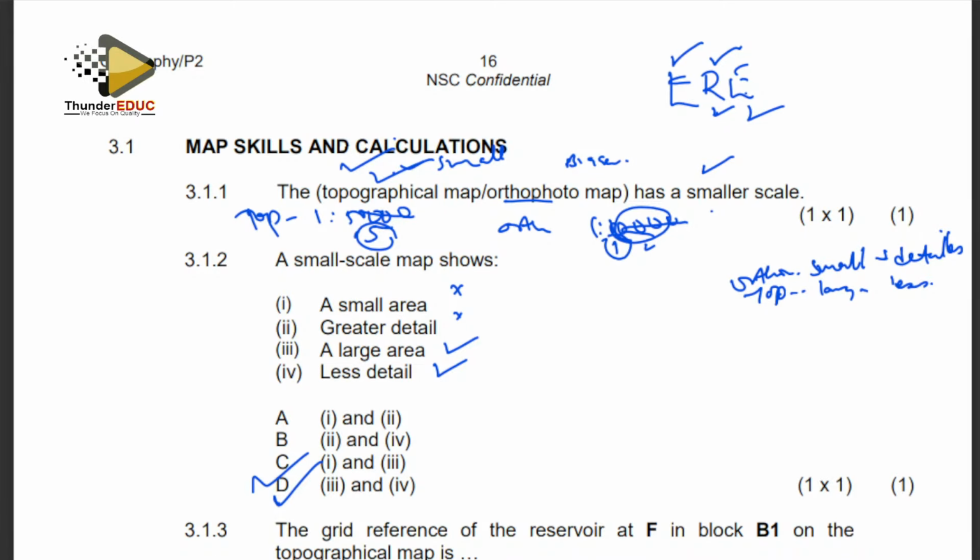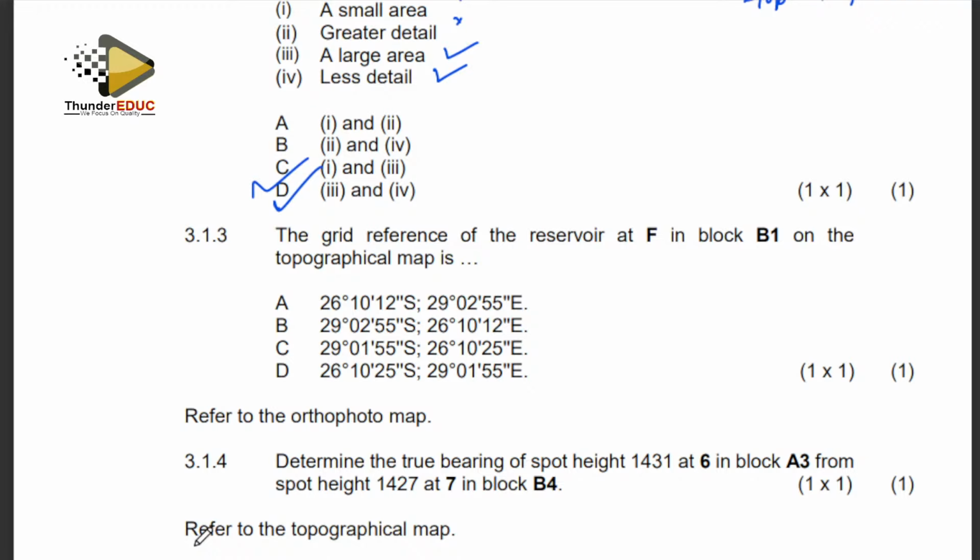We go on. Next question. It says the grid reference of a reservoir at F in block B1 on the topographic map is what? Now, when it comes to understanding coordinates, you must know that the latitude comes first. The latitude ends with S. The longitude last, it ends with E. So all these ones are starting with S. Okay, so they can be right depending on what you're looking at.